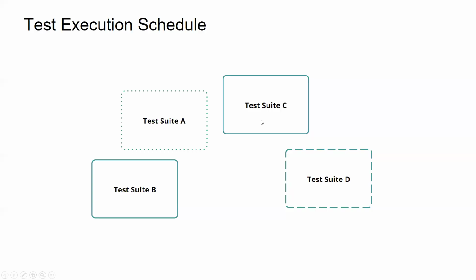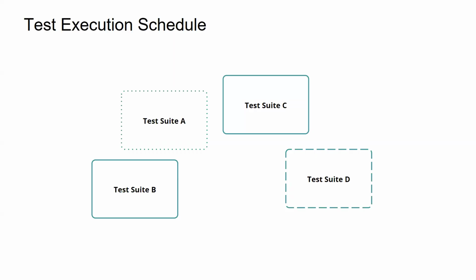Then we'll come to test schedule. So we have an estimation now. Now we have to do the scheduling. So I have an example here. We have 4 different test suites, right? We have to determine what test suite we are going to start testing.